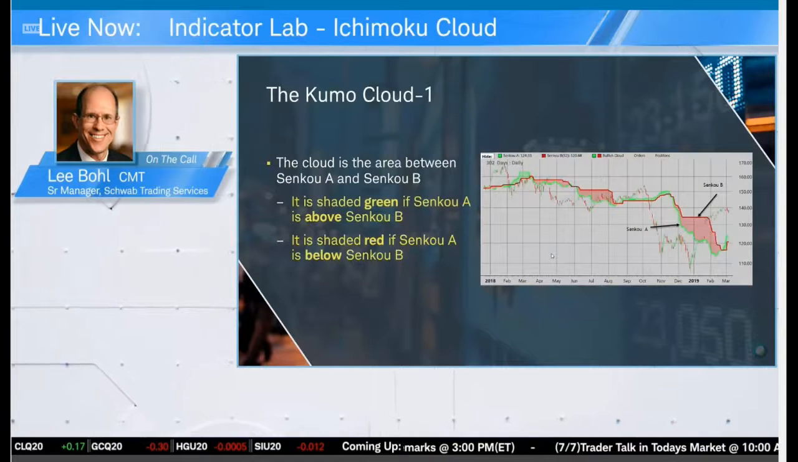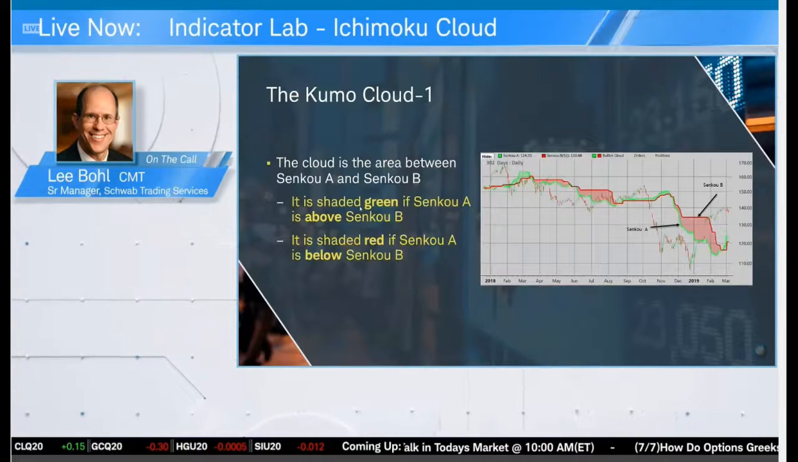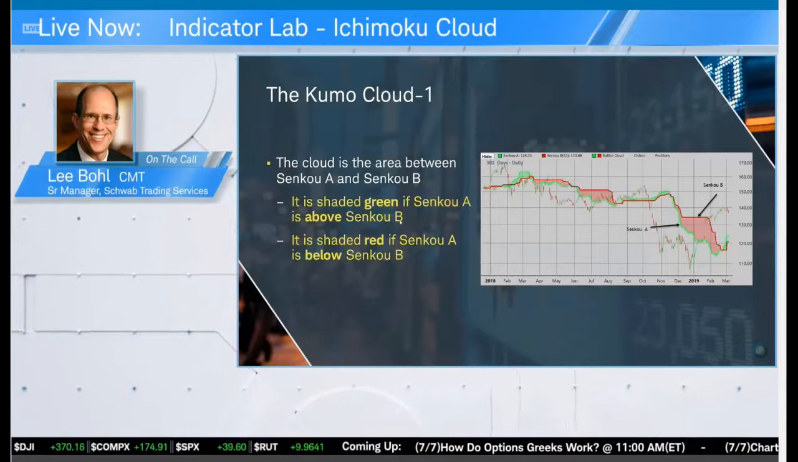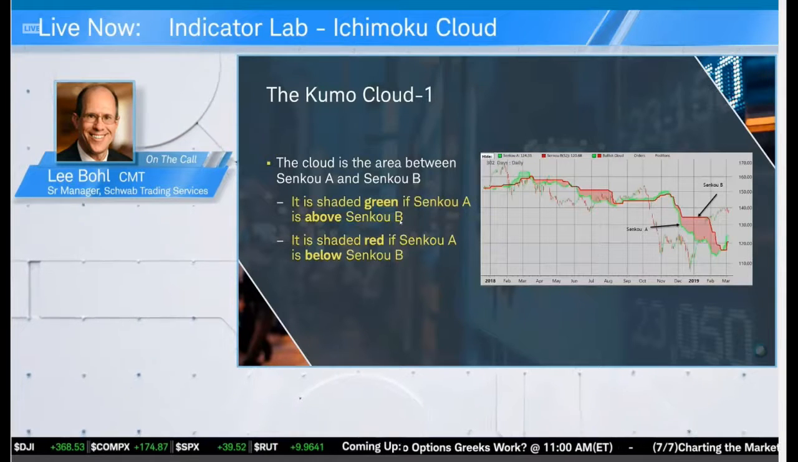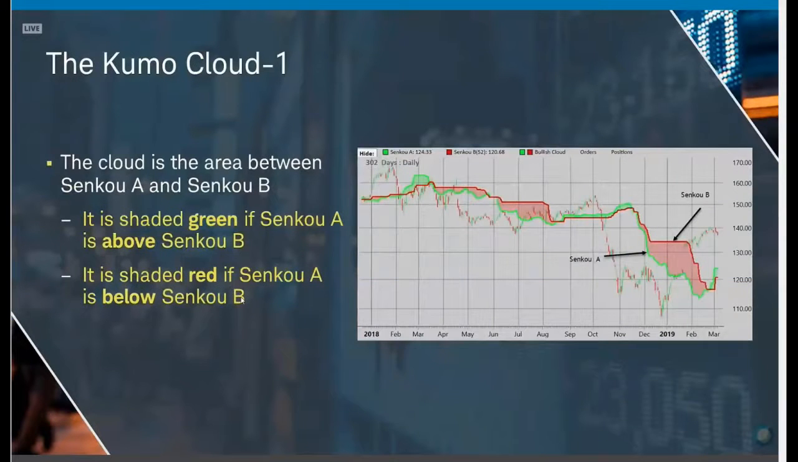This is how you get the cloud. The cloud is the area between Senko A and Senko B. If Senko A is above Senko B, the cloud is generally, you can do whatever color you want, but generally it is green. If Senko A is below Senko B, it is red. Okay. All right. So now let's put these on and take a look. Now, do we understand all that?